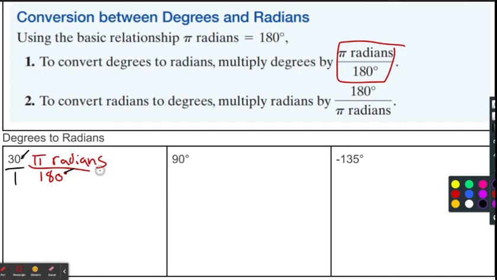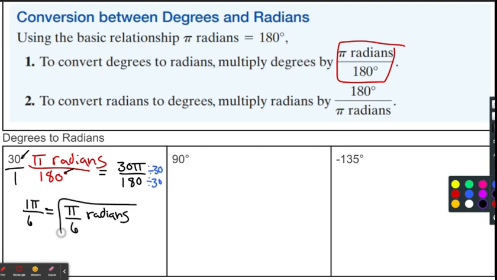Now we multiply straight across, so now we're going to get 30 pi radians over just regular 180. Once you get to this spot, you're going to work on reducing your fraction. Both 30 and 180 divide by 30. So when I reduce those numbers, I will get 1 pi radian over 6. But we don't need to write the 1. We can just write pi radians over 6. All right, so 30 degrees equals pi over 6 in radians.